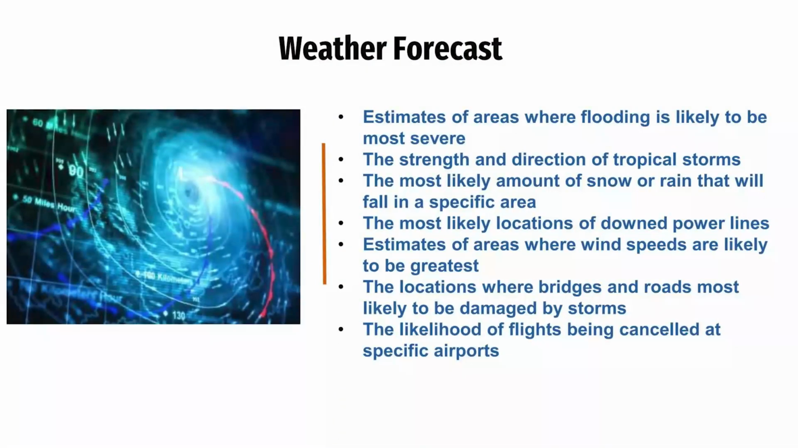Weather forecasting. This is one of the most common applications used in big data. Estimates of areas where flooding is likely to be most severe, the strength and direction of tropical storms, the most likely amount of snow or rain that will fall in a specific area, the most likely locations of downed power lines, estimates of areas where wind speeds are likely to be greatest, the locations where bridges and roads are most likely to be damaged by storms, the likelihood of flights being cancelled at specific airports.